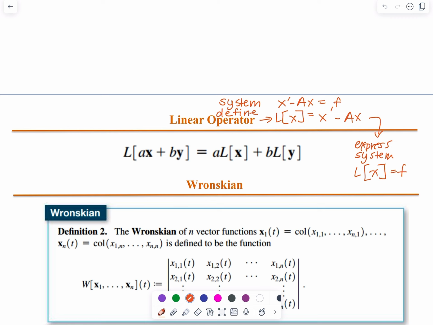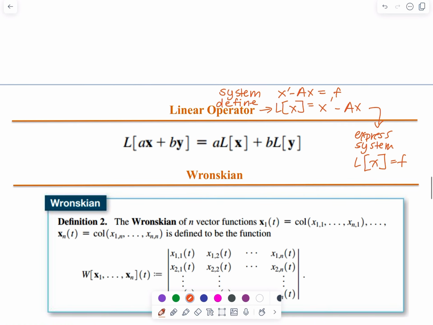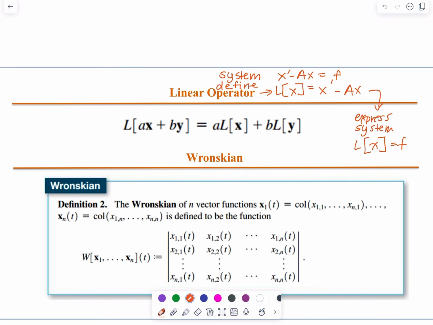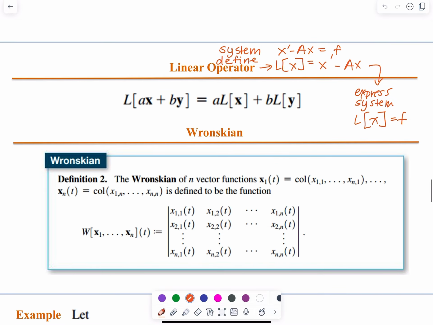equal to f. So basically the operator L maps vector functions into vector functions. So L is a linear operator, and for any scalars a and b and differentiable vector functions x and y, we now have this equation. So the linear operator on ax plus by is equal to a multiplied by the linear operator of x plus b, our scalar, multiplied by the linear operator of y.